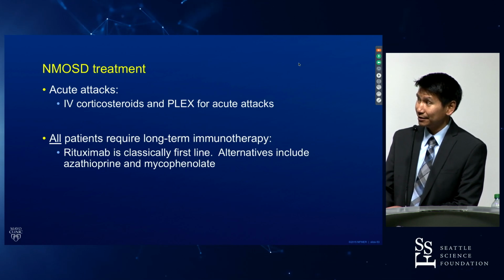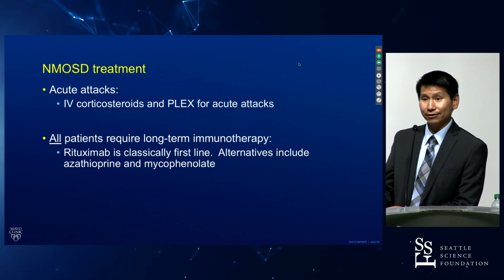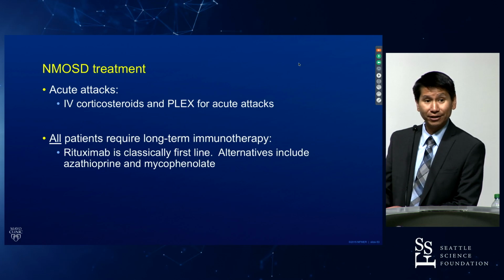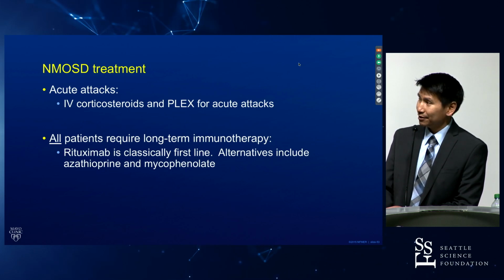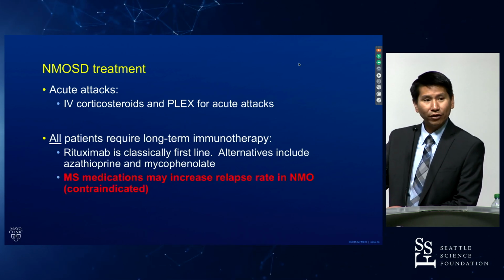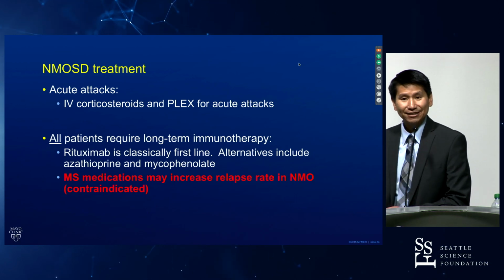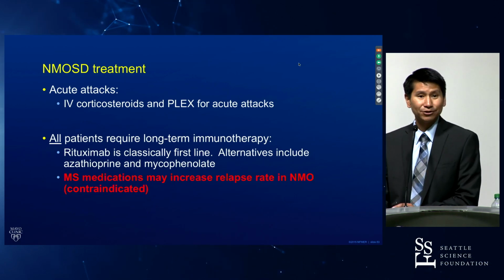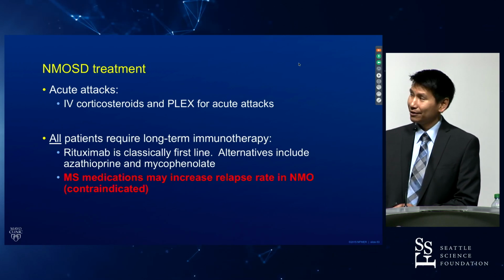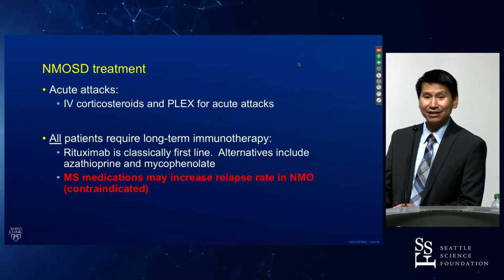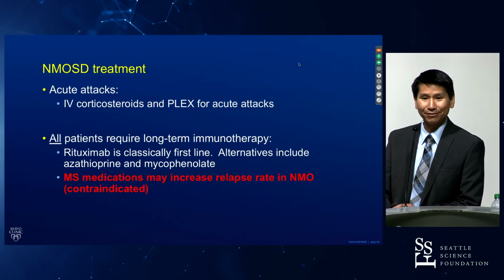So all patients, because of the fact that they tend to relapse, the recoveries are poor, they all need to be on long-term immunotherapy. Rituximab is our classic first go-to. Azathioprine, mycophenolate, or some other options. But if you're going to take away one thing from this talk, it's that MS medications don't work for NMO. So if you incorrectly diagnose a patient with MS, but they've got NMO, these MS medications may actually even increase the relapse rate of NMO.